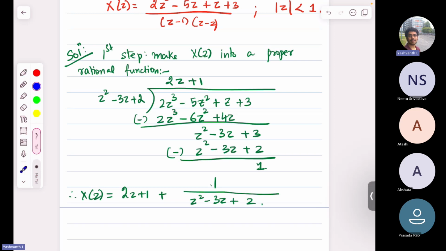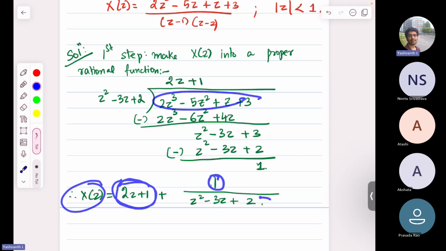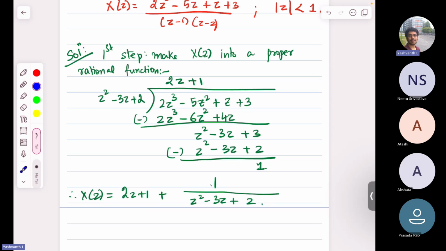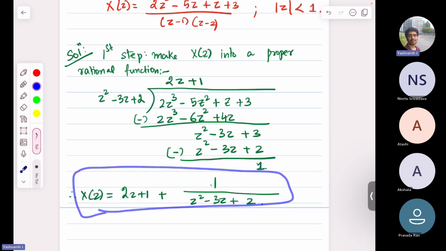Basically, if you recall, dividend equals quotient plus remainder into divisor. It is okay.